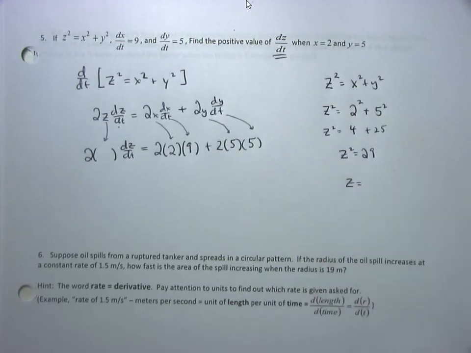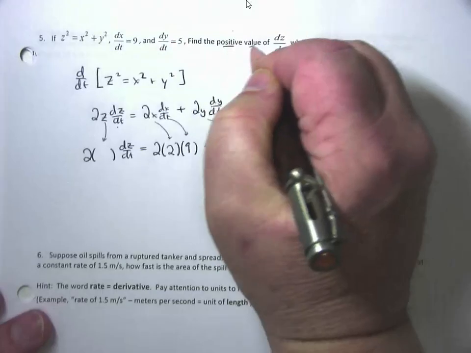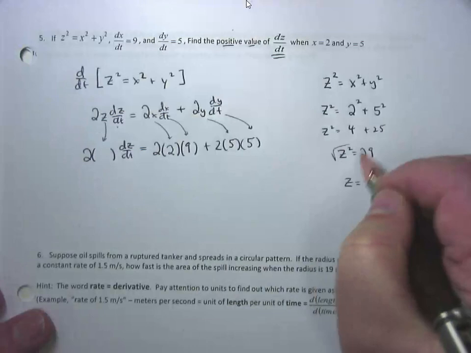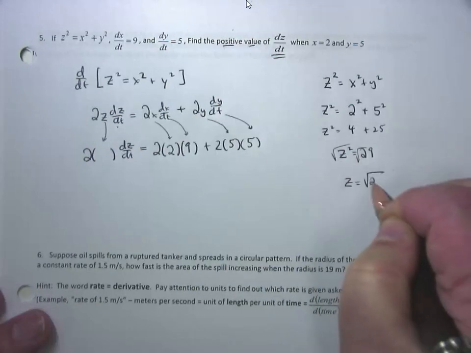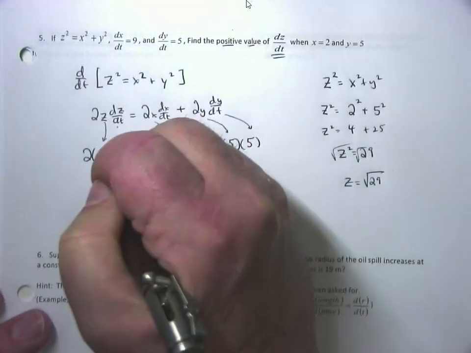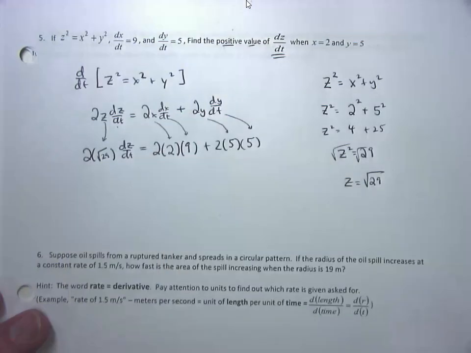So you got to solve for z. How do you solve for z? What kills off that square? Square root. But you got two options, plus or minus. Which one do they want? Well, because they said the positive value, you want to take the positive square root. So that would be the positive square root of 29. So now I get to plug in here, positive square root of 29, and then I can go solve.